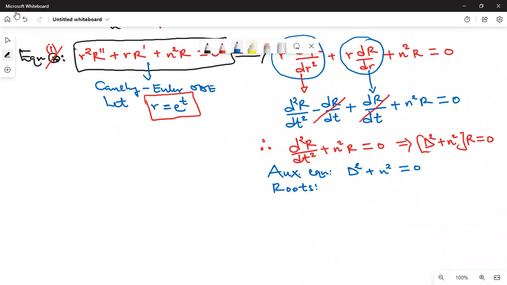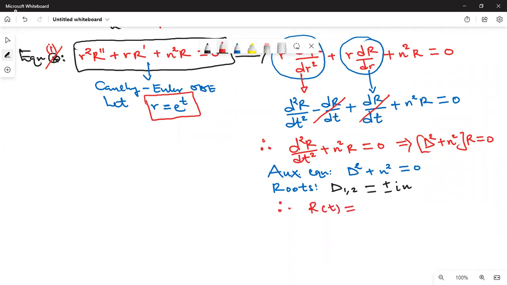Make d the subject. So d1 and 2 will be the square root of negative n squared. That will give us plus or minus i n, where i is a complex number, which is the square root of -1. So this is the same as i times n. These are complex conjugate roots. So therefore, the solution corresponding to R in this case is, remember, R is a function of t.